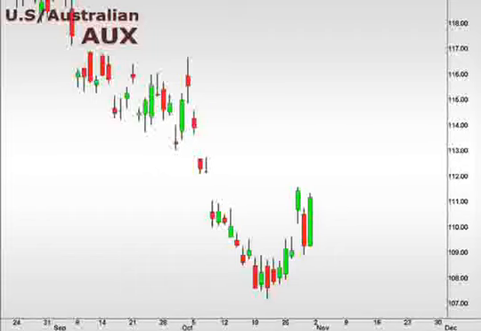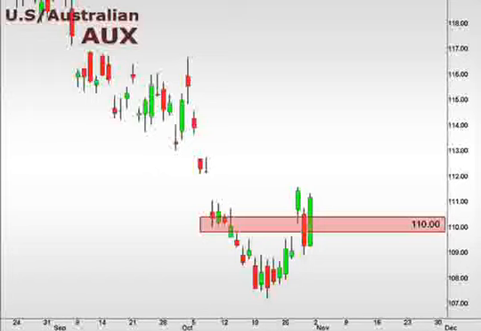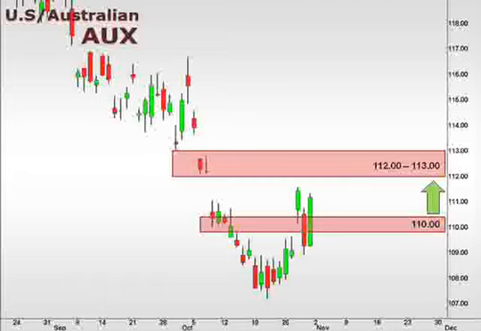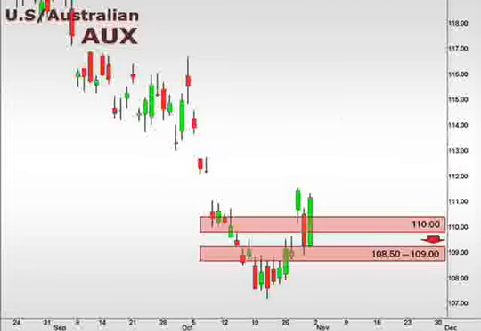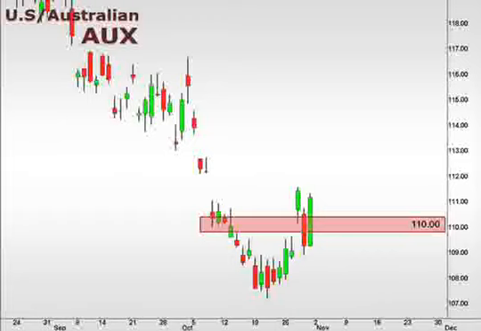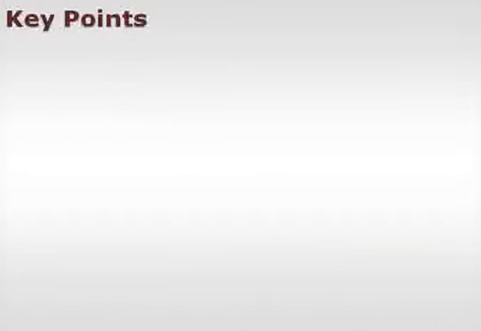Let's take a look at the AUX, the US versus the Australian dollar. Well, the US dollar finished the week strong against the Australian dollar, breaking back through that 110 focal zone that has been on our radar for quite some time. With a push through this level, we're likely to see a move up into this 112, 113 focal zone here. A break back below 110 is likely to try to find some support within that 108 and a half to 109 focal zone.